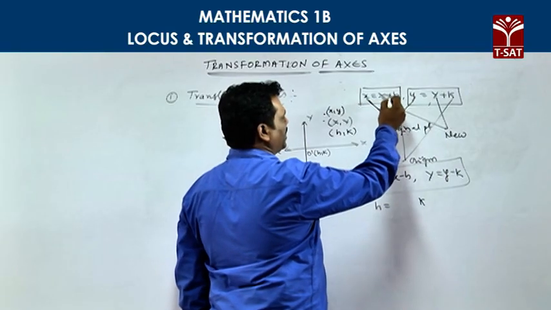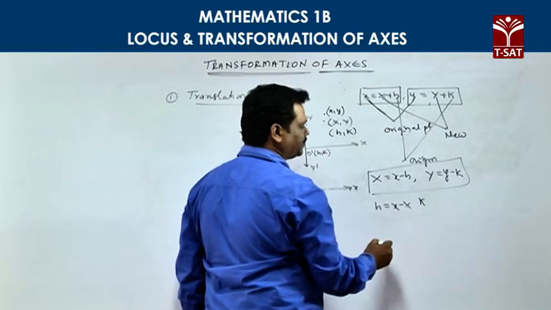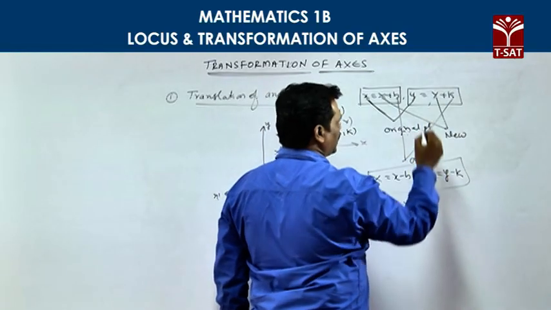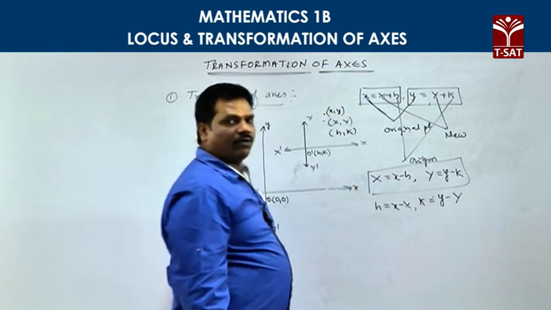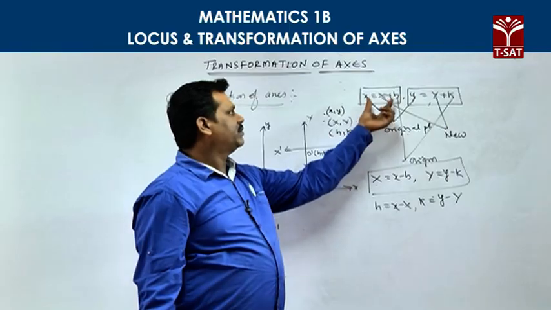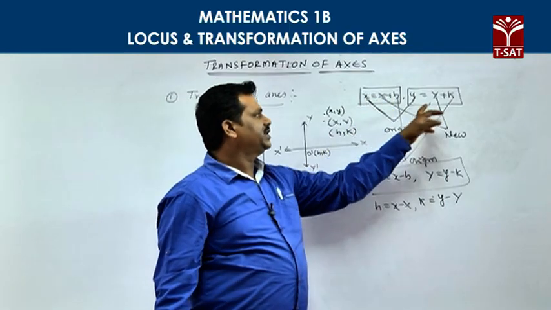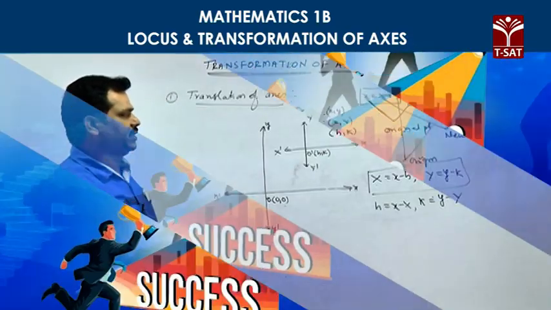Small x is equal to capital X plus h. Then h is equal to small x minus capital X, and k is equal to small y minus capital Y. We have to find the origin using this formula. We have to find the new point using this formula. We have to find the original point by using this formula. This is translation of axes.